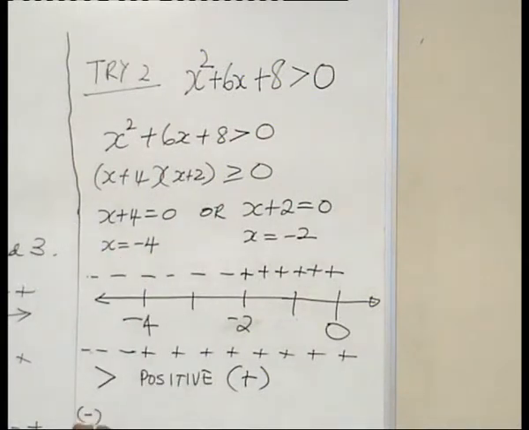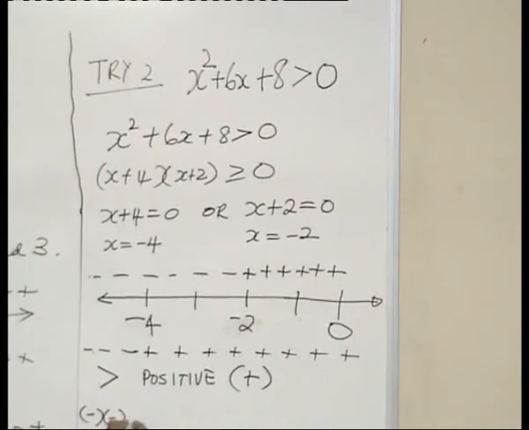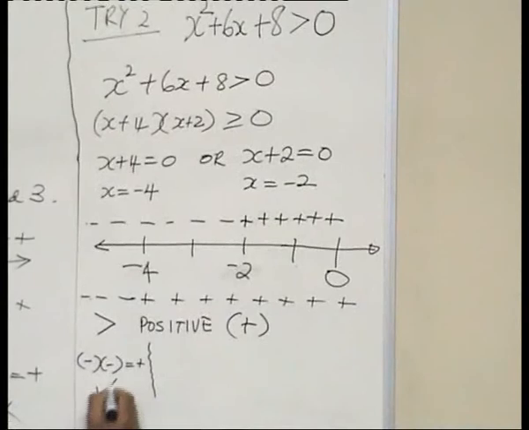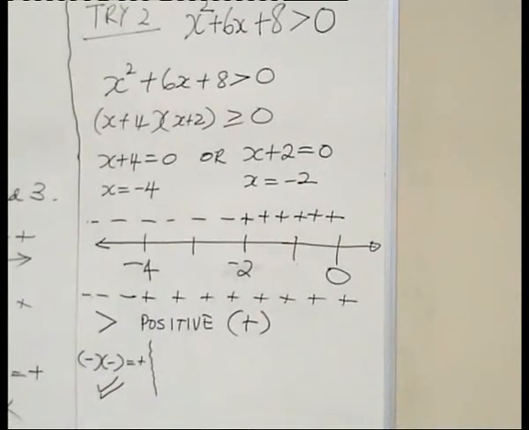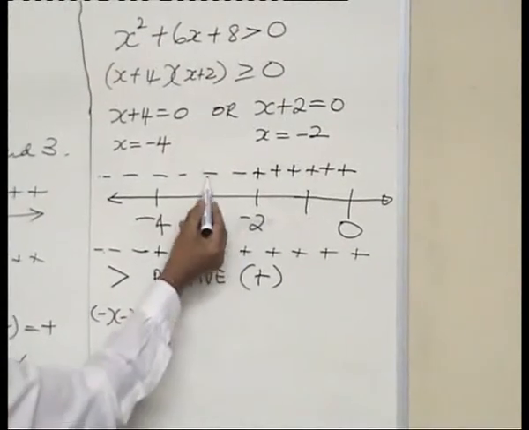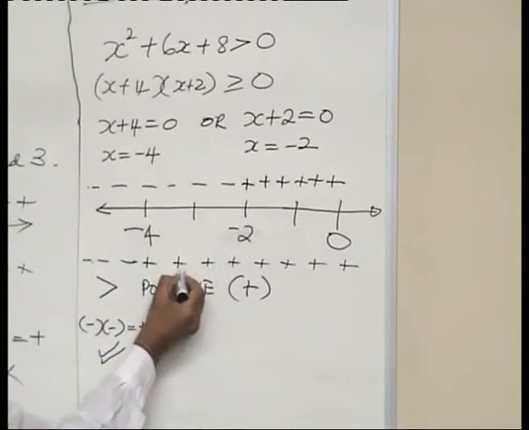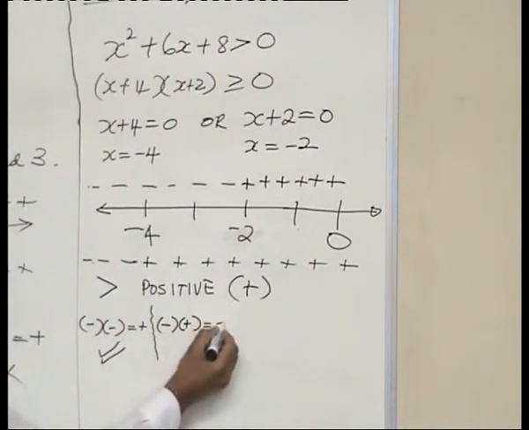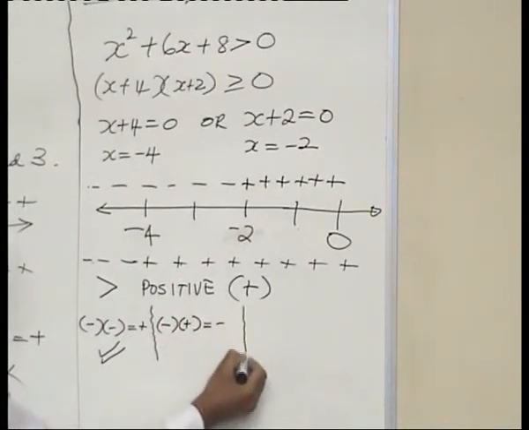So a negative times negative becomes positive. We are very happy. The answer is here because we're looking for a positive result. Then we try in this section. You got a negative times a positive, and the result is negative. And then you realize that is not what we're looking for. We're looking for a positive result.